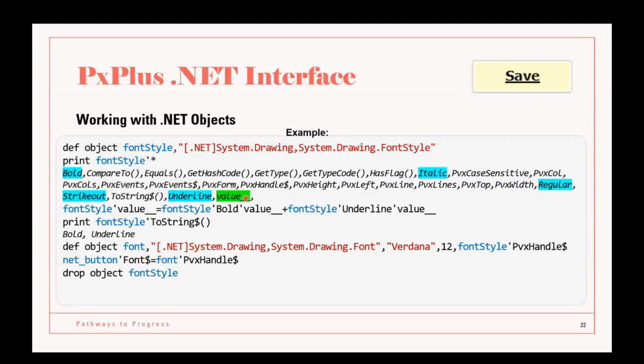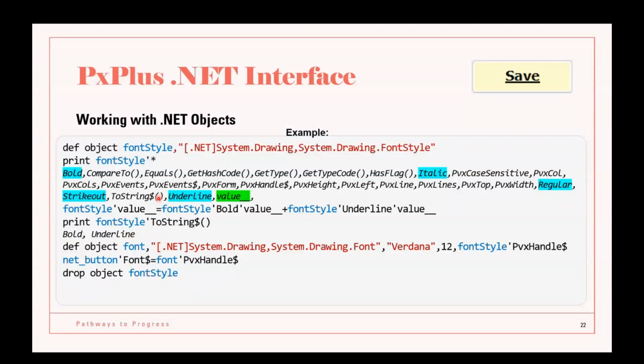So if I wanted to define a font style that is bold and underlined, I just say FontStyle tick value underscore underscore, and then I assign that the value of bold plus the value of underline. So now if I use toString to see what my current setting is, you can see it says bold underline.